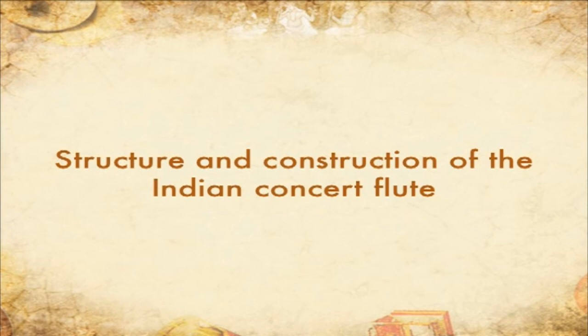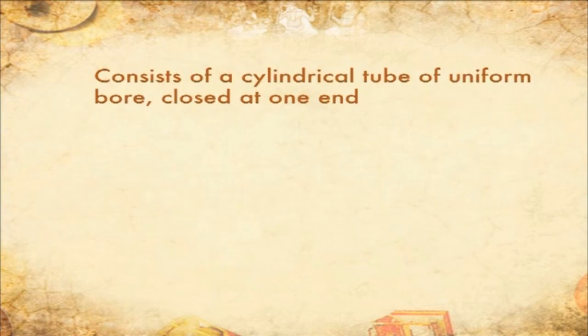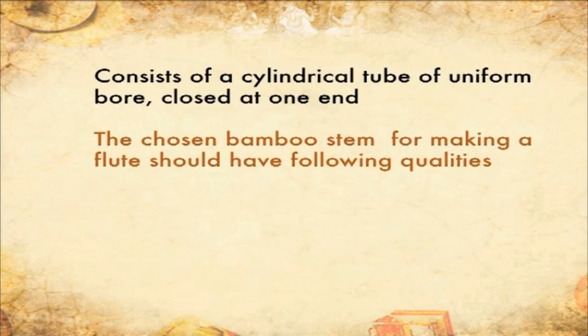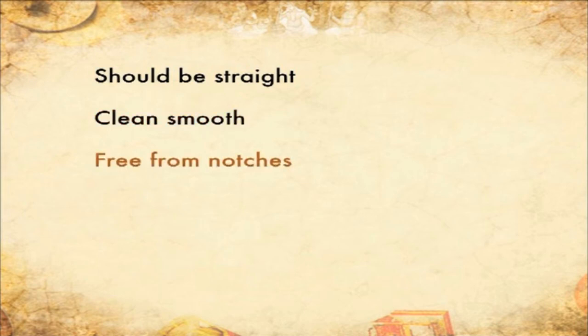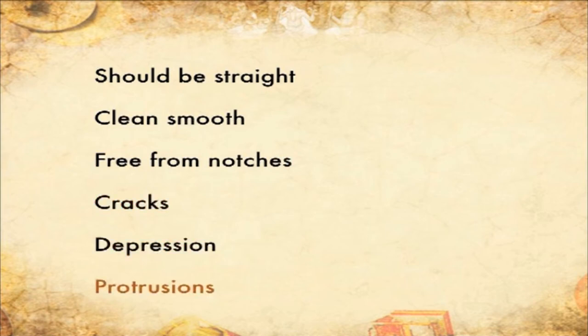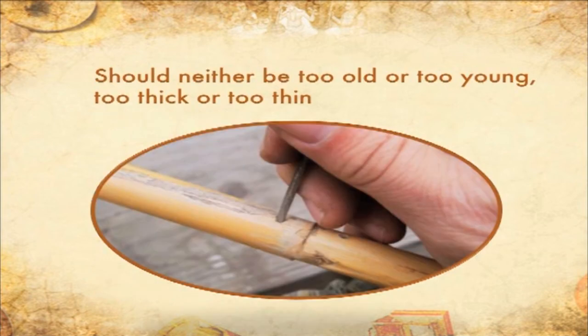Structure and construction of the Indian concert flute. The Indian flute consists of a simple cylindrical tube of uniform bore closed at one end. The bamboo stem chosen to make a flute should have the following qualities. It should be straight, clean, and smooth, and free from notches, cracks, depressions, and protrusions. It should be neither too old nor too young, too thick nor too thin.